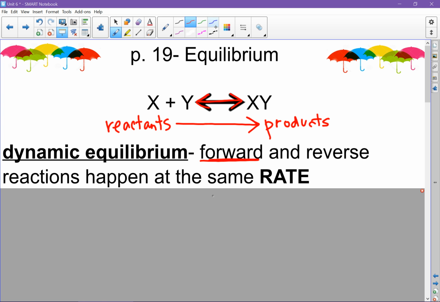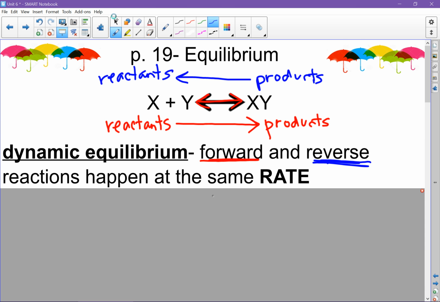But then it's also possible to have a reverse reaction. So I'll do that in blue. So a reverse reaction would go this way. So that means that some of the products actually turn back into reactants. So they don't stay products, they kind of go backwards. That's very normal in a chemical reaction actually.